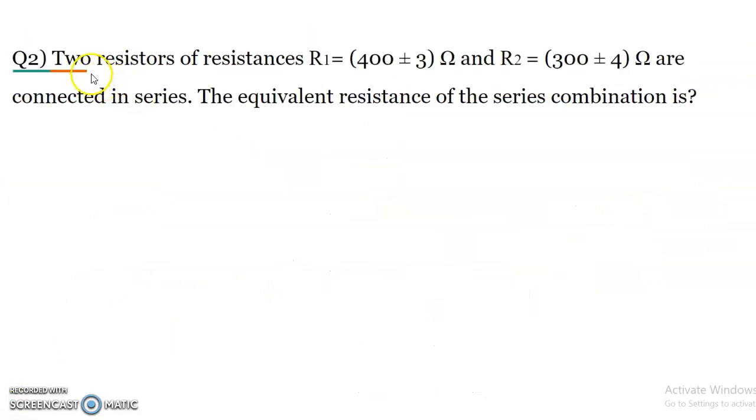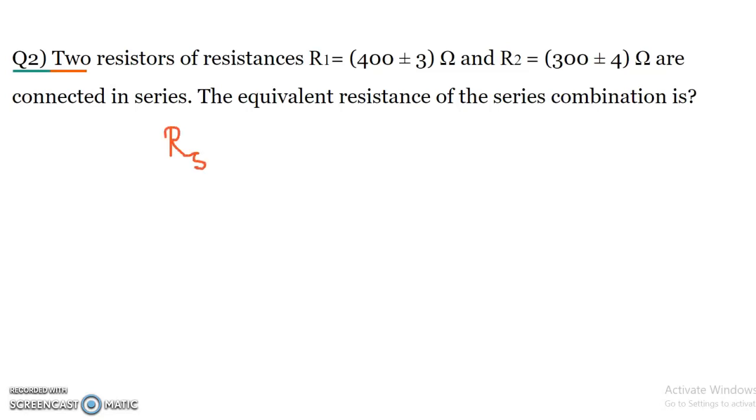Now the second question is, two resistors of resistances R1 is equal to 400 plus or minus 3 ohm and R2 is equal to 300 plus or minus 4 ohm are connected in series. The equivalent resistance of the series combination is. So this plus or minus is nothing but the error, but we don't have to worry about that. Then we are adding the resistances in series, we simply add all of them.